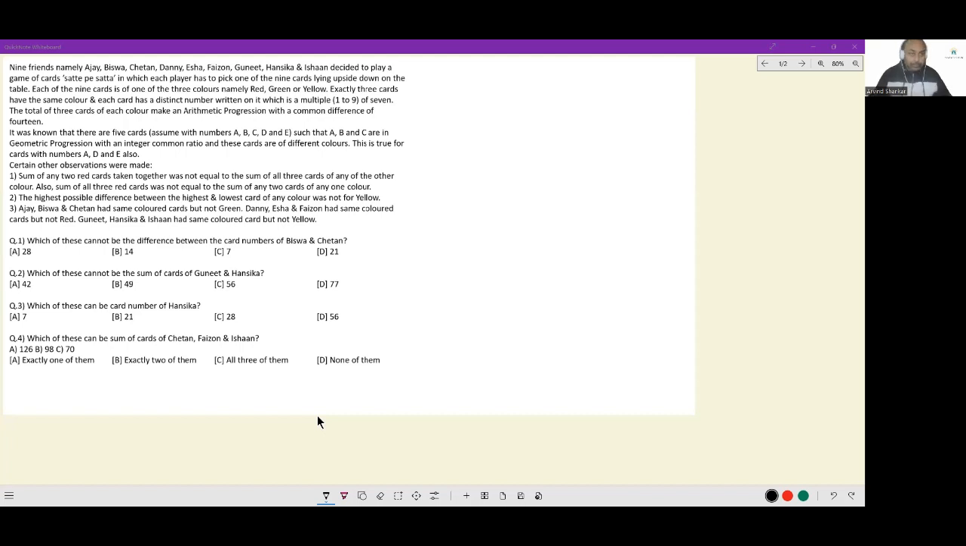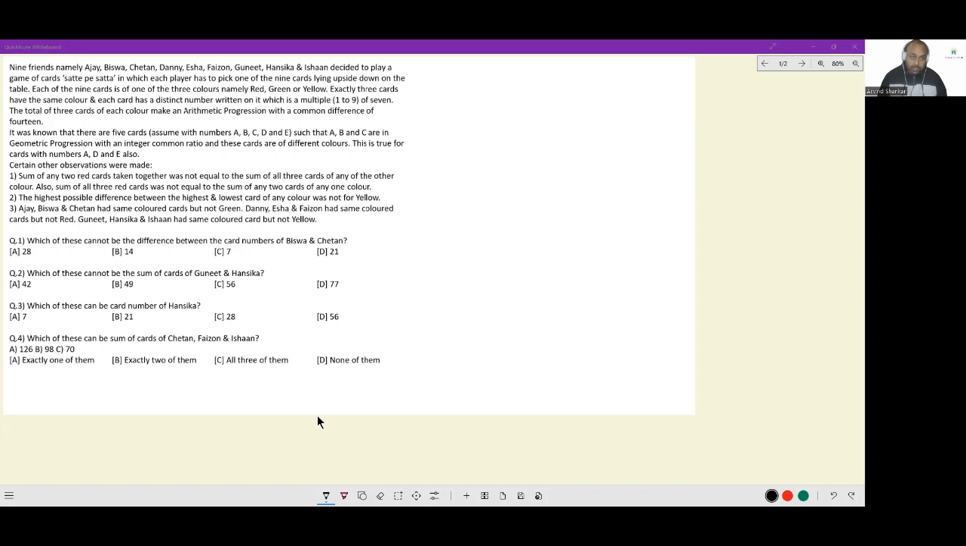Let's look at this set. 9 friends, namely Ajay, Biswa, Chetan, Danny, Isha, Faizan, Guneet, Hansika, Ishant, decided to play a game of cards, Satte Pe Satta, in which each player has to pick one of the 9 cards lying upside down on the table. Each of the 9 cards is one of the 3 colors, namely red, green, or yellow.